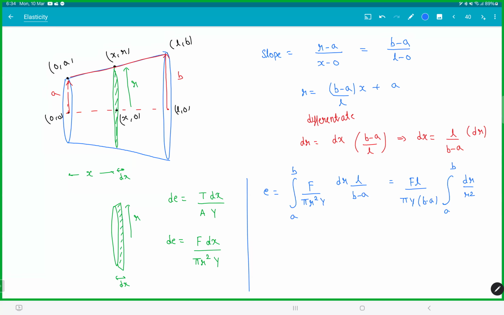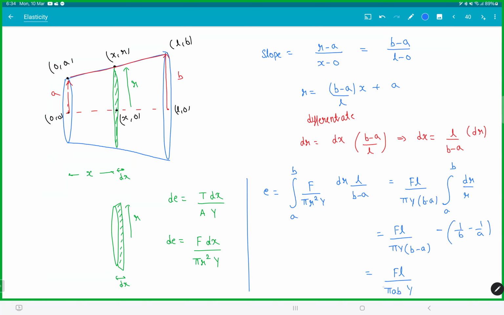What is the integral of dr by r square? Minus 1 by r. This will be FL by pi Y (b minus a), times minus 1 by b minus 1 by a. (b minus a) cancels off. You end up with FL by pi a b Y. Like I said, we know the answer.